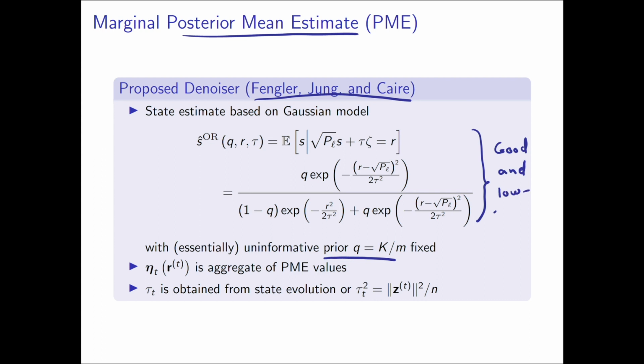Since the prior q is static through the iterative process, we call this parameter in the PME an uninformative prior. This denoiser is separable because every entry is computed independently, and it operates section by section. The effective noise variance, tau squared, can be computed through the state evolution equation, or it can be approximated as the normalized version of the energy contained in the residual z at time t.